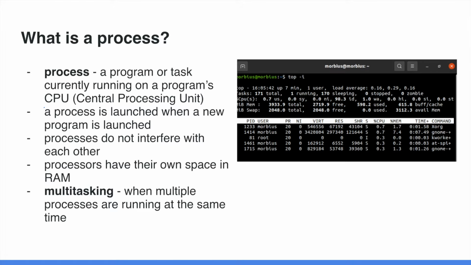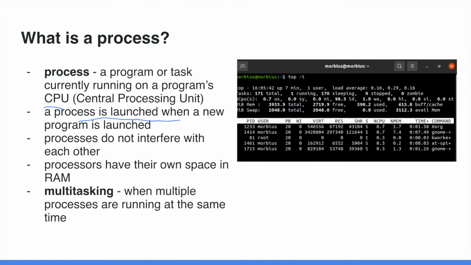Now, there are a few things to know about processes. So as we just said, a process is launched when a new program is launched. Second, processes do not interfere with each other. So every time you initiate a process, that's its own self-isolated set of tasks or actions that are going to be executed by the CPU.